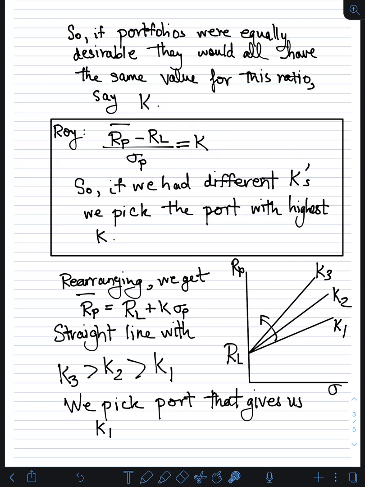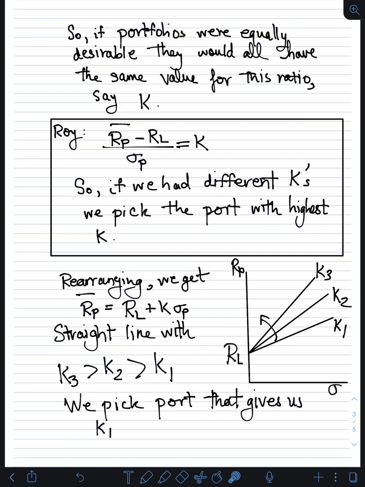Like before, where we had minus 1.5, minus 1, minus 2.25, now they'll all be positive numbers because we just flipped the numbers. So we'd have 1, 1.5, and 2.25. And we're trying to maximize this K. So if our K was 2.25, we're going to pick that one. We're going to pick the portfolio with the highest K, based on Roy's criteria.